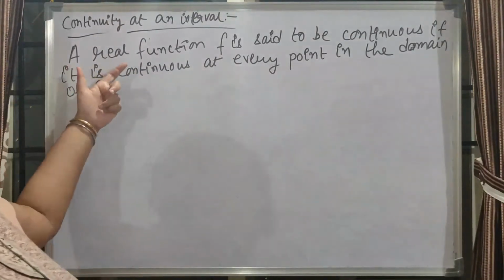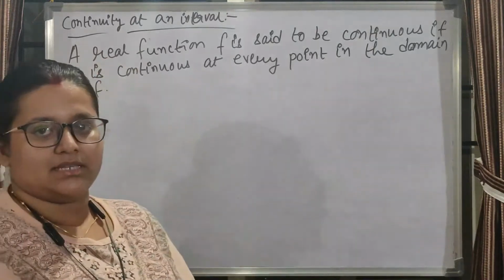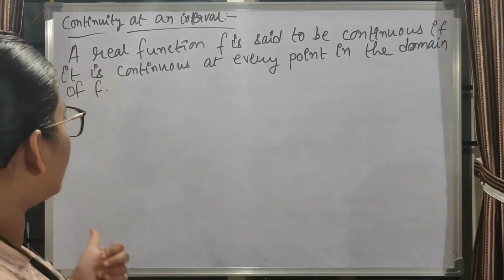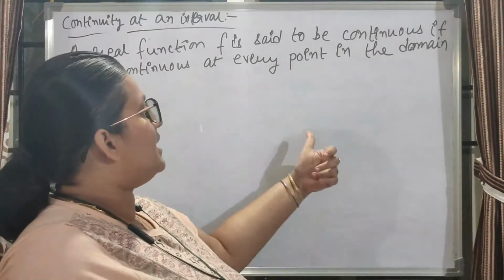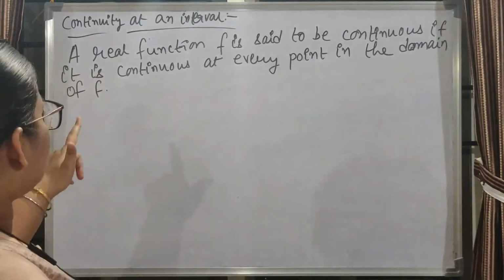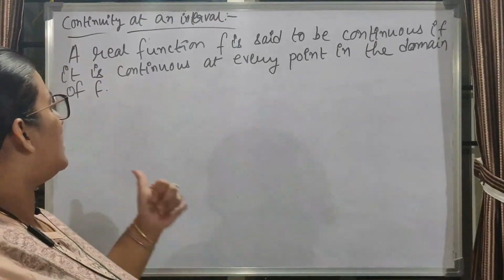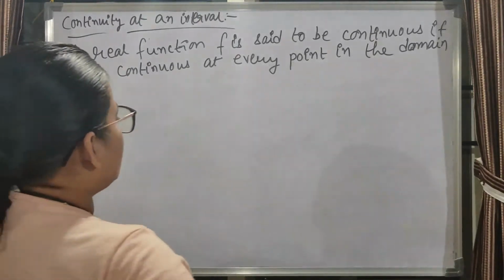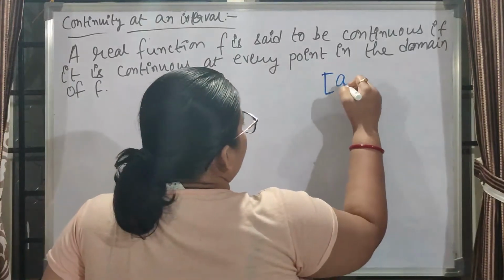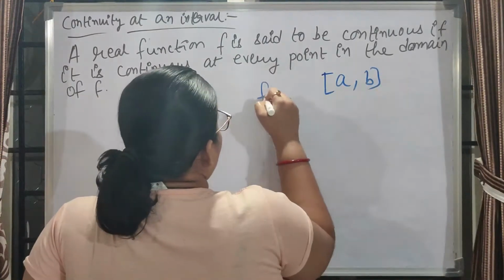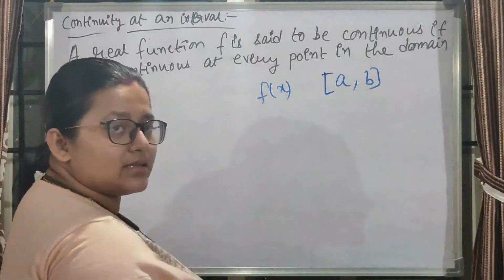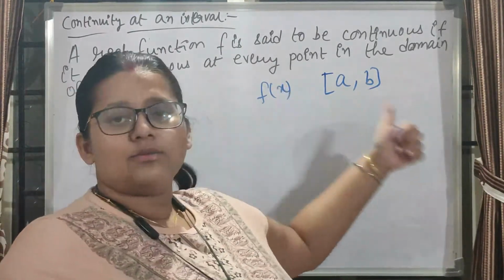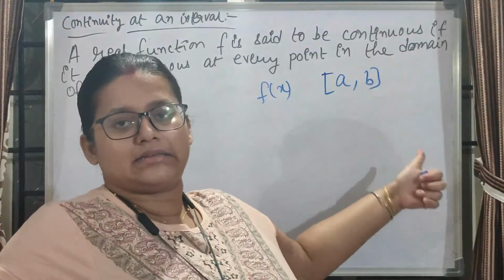Now see the continuity at an interval. What is being said here is that a real function f is said to be continuous if it is continuous at every point in the domain of f. Basically, what does it mean? If we take any interval a comma b, and f of x is defined in this interval, the function should be continuous at all points inside this interval.